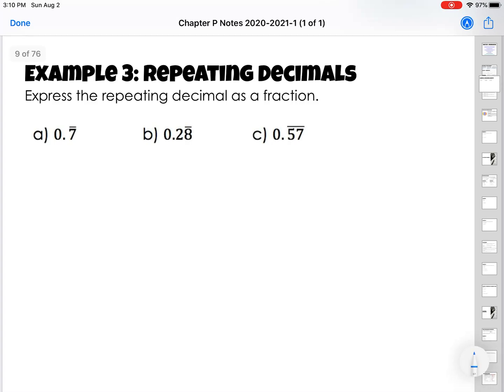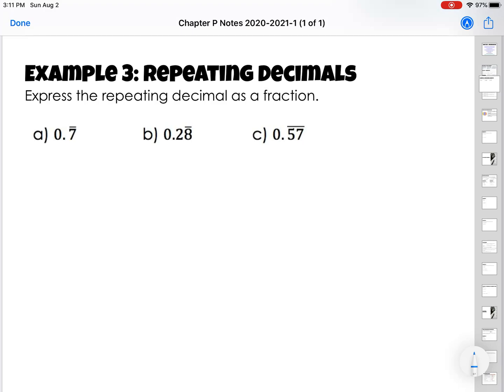Repeating decimals. So we can express any repeating decimal as a fraction, and this is kind of a neat trick. I know you probably have some memorized, for example, that a third is 0.3 repeating. But for the most part, these are not ones you just know off the top of your head. So here's kind of the trick, okay?